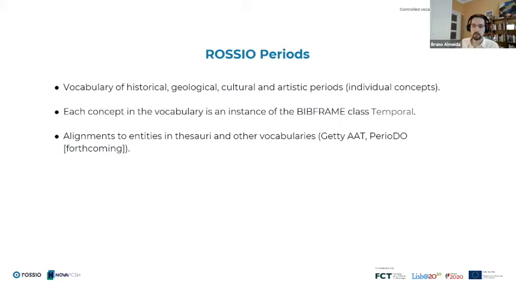Finally, there is a vocabulary in development for historical, geological, cultural, and artistic periods. ROSSIO periods is aligned presently with the Getty AAT, but we are also studying the possibility of linking it to PeriodO, which you probably have heard of before. It's a gazetteer of periods based on scholarly definitions.